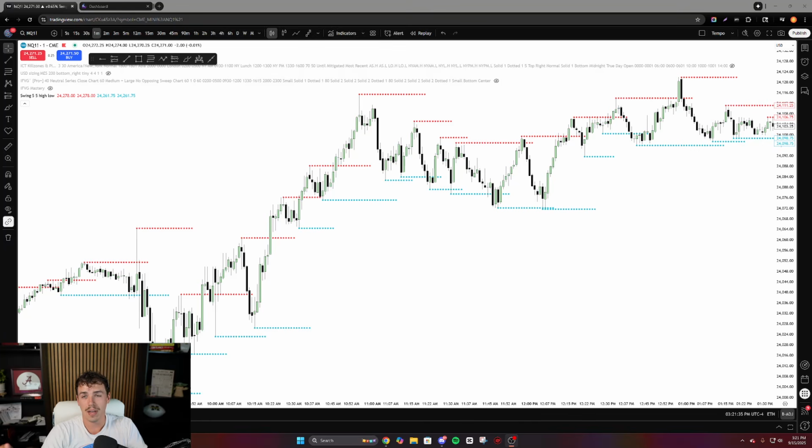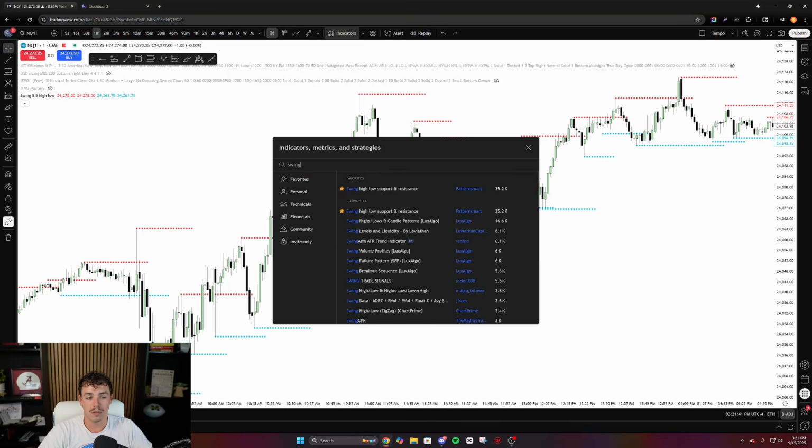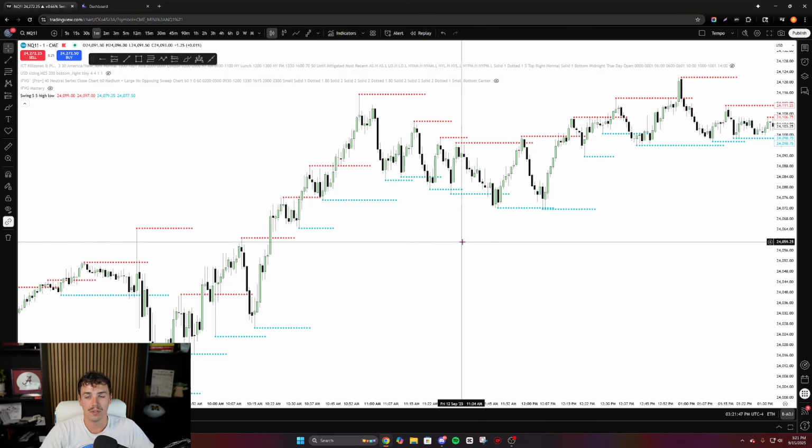So first thing I would add is an indicator, which is the swing point indicator on TradingView. If you just type in swing in the indicators, grab this one, swing high, low, support and resistance. It's going to mark out swing points, which is very vital in the swing breakout sequence model.